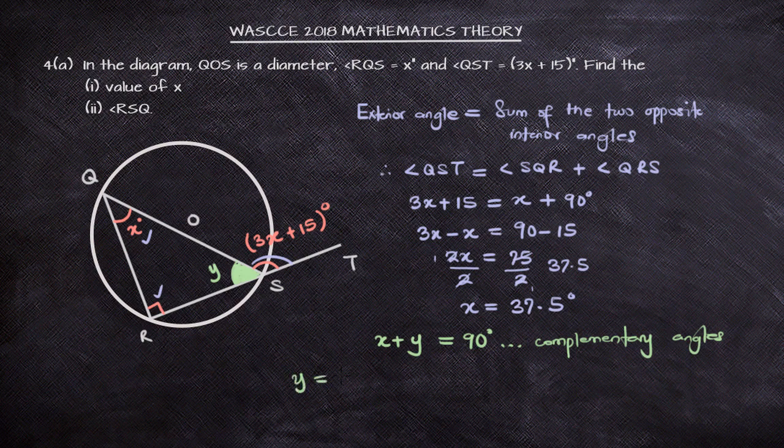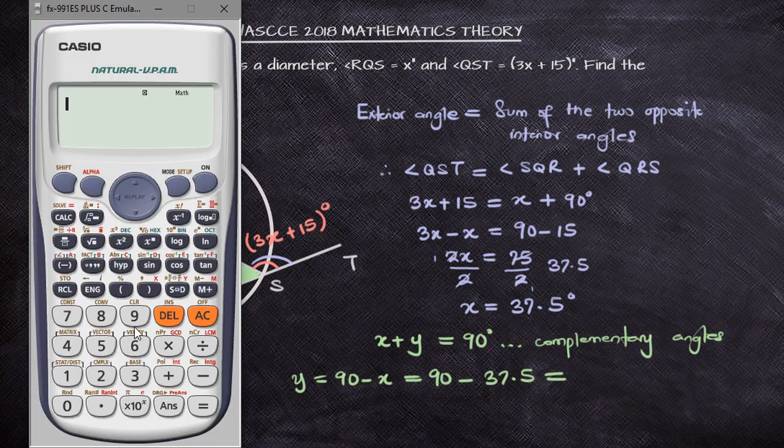So that means y will be 90 minus x, which is 90 minus 37.5. That will give us 52.5 degrees.